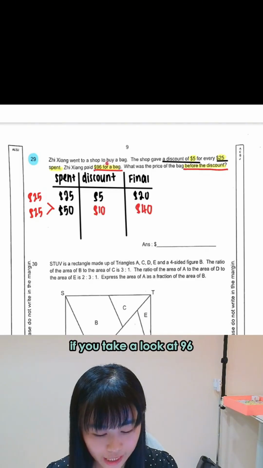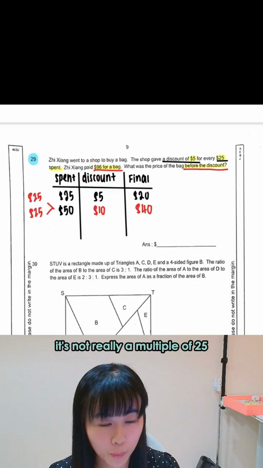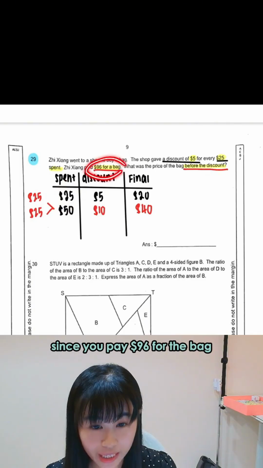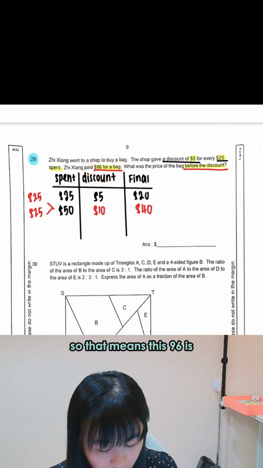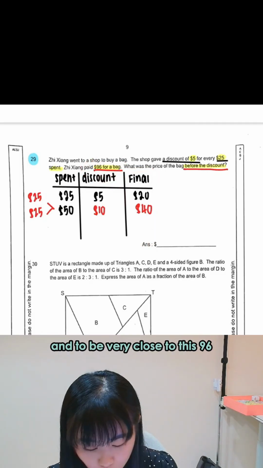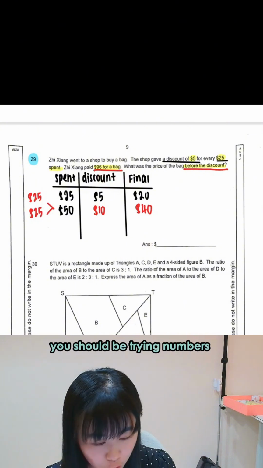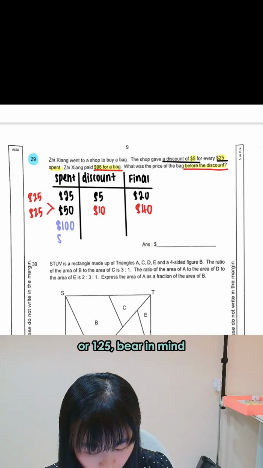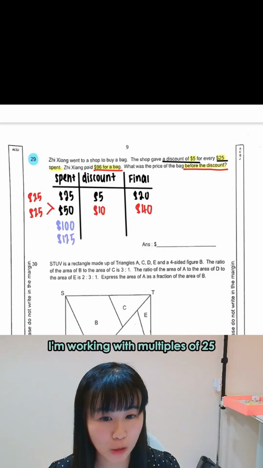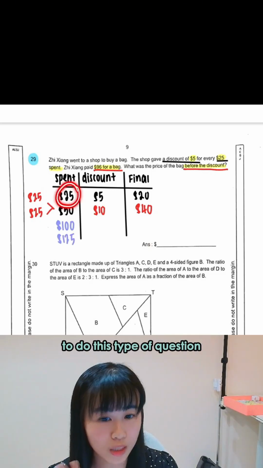If you take a look at 96, it's not really a multiple of 25. Since you pay 96 for the bag, and that is after the discount, that means this 96 is somewhere around the final here. And to be very, very close to this 96, you should be trying numbers like, let's say 100, or 125. Bear in mind, I'm working with multiples of 25 to do this type of question.